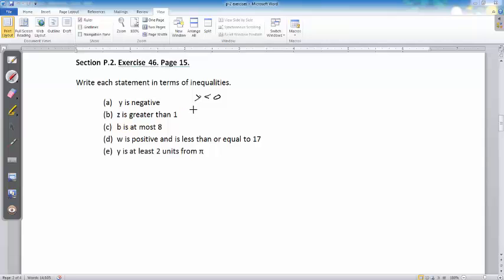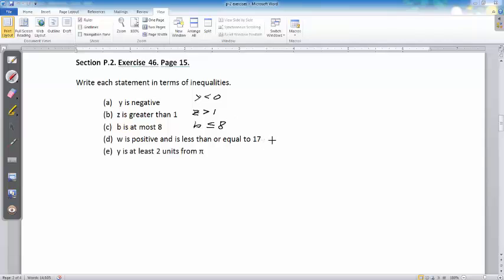Part B, z is greater than 1. Well, that's about as on the nose as you can get, because we actually have an inequality for greater than. So z is greater than 1. Part C, b is at most 8. If you think about what at most means, it means it can't be more than, but it can equal. So if you can't be more than something, you have to be less than or equal.